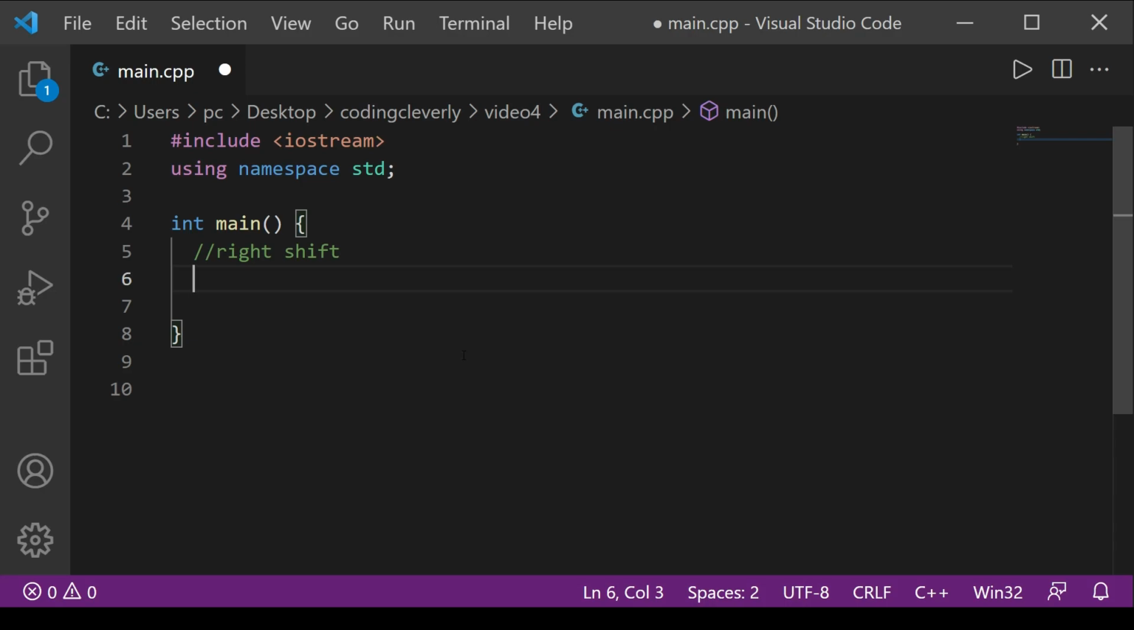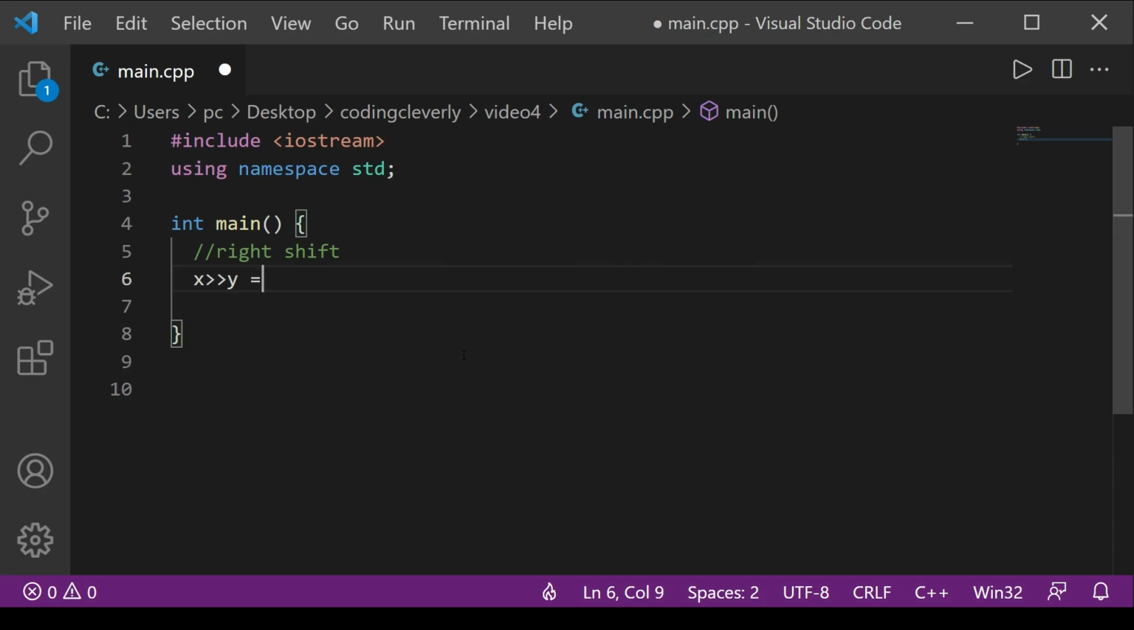The right shift operator isn't that different. It's just represented using these 2 greater than signs, which is pointing towards the left side. And we could have an example similar to the one we had for left shift. So in right shift, suppose we have x and y.